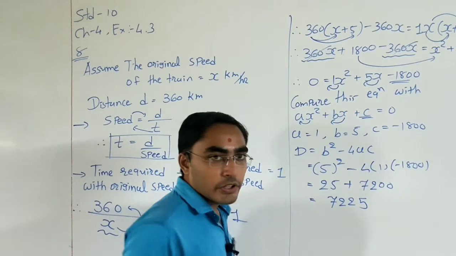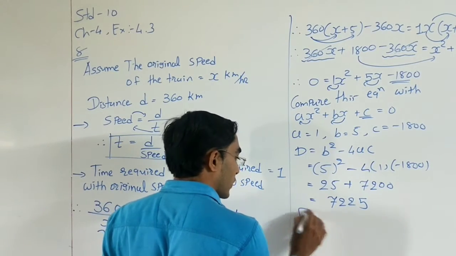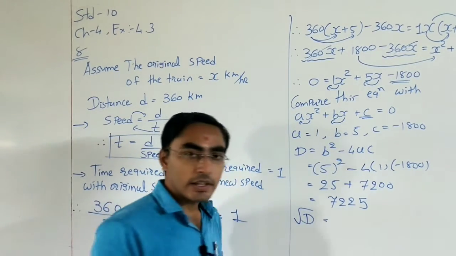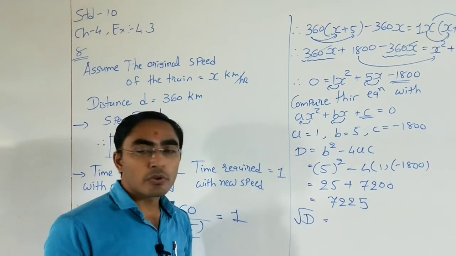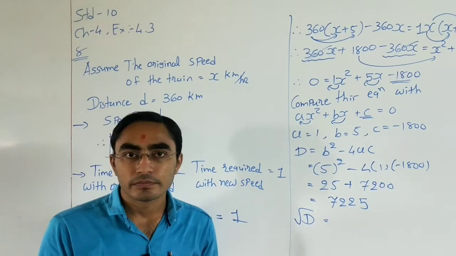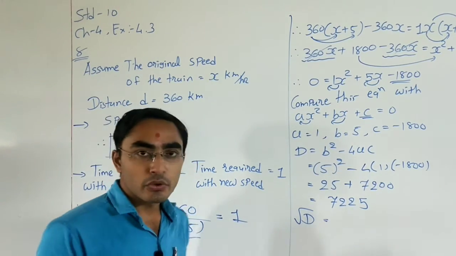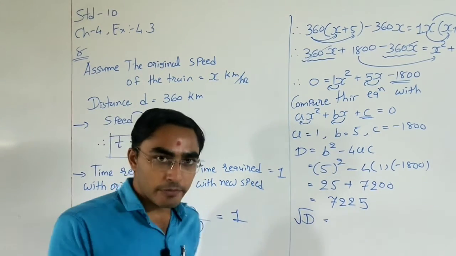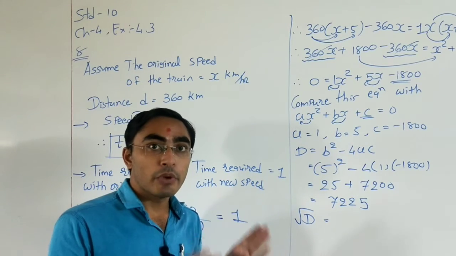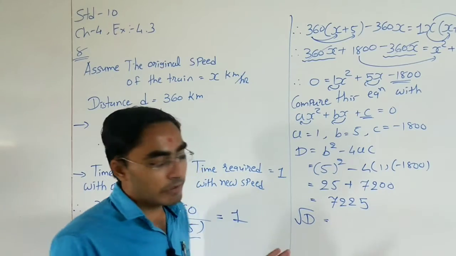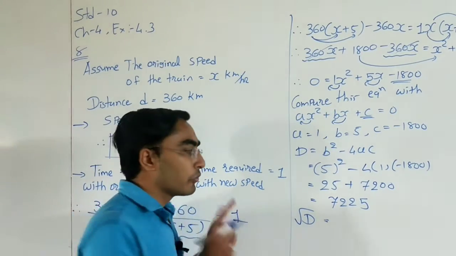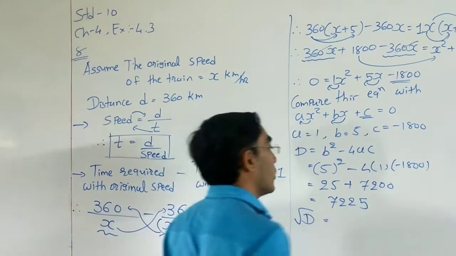Now we need to take the square root, right? So under root d. We need to take the square root. So square root of 7225. We have the prime factorization method for the square root. We have the long division method for the square root. But here we can directly find the square root of 7225. How?